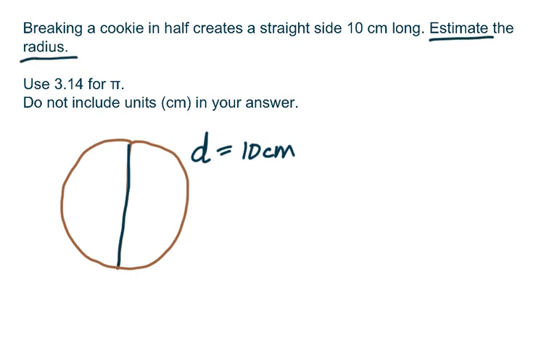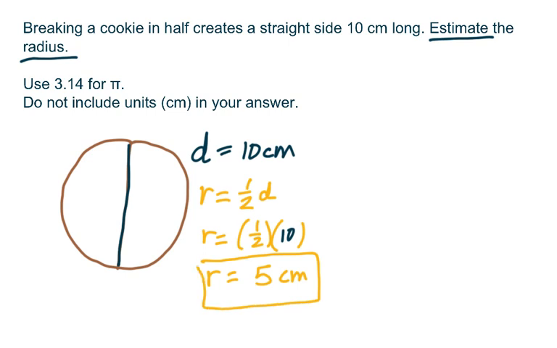And what I know is that the definition of the radius is half of the diameter. So I can use that formula, 1/2, and then I can put in the diameter of 10, and I can multiply. So 1/2 of 10 is 5 centimeters. So the correct answer here was 5 centimeters.